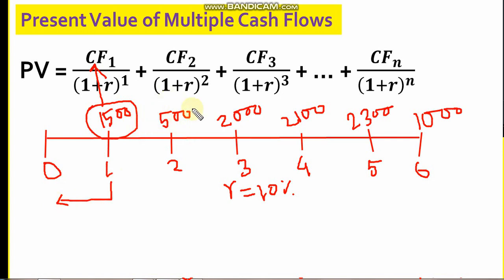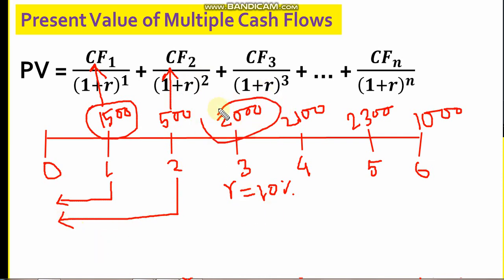Then I am taking the second one, 500 rupees. This is my cash flow 2, right? So 500 divided by 1 plus r, whatever is the discounting rate, maybe 10%, to the power 2. Why is it 2? Because it is occurring at the end of year 2. So I am converting that into present value.